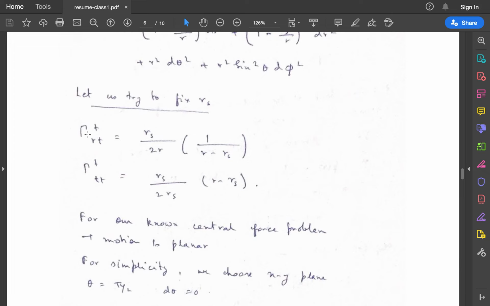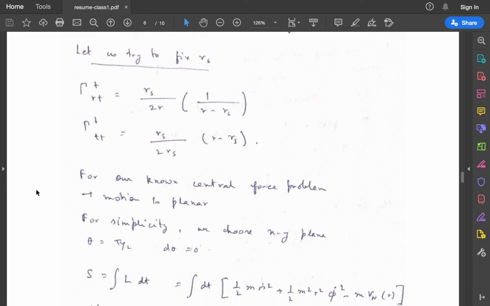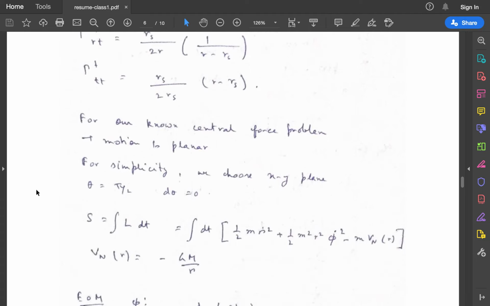This gamma tt r equal to rs over 2r, 1 by r minus rs, and gamma ttt equal to rs over 2 by r minus rs. Okay, so let us do this, and from our known problem of central force, we know that in a central force problem the motion is planar.